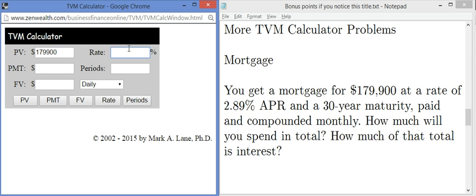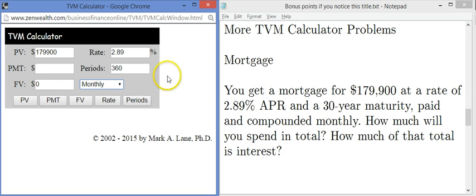The rate is 2.89% APR. The payment we don't know yet. The number of periods, this is 30 years compounded monthly. 30 times 12 is 360. The final value, or future value, is 0, because at the end of all this you will have paid back the entire loan. And we're going to change this to be a monthly compounding period and payment period.